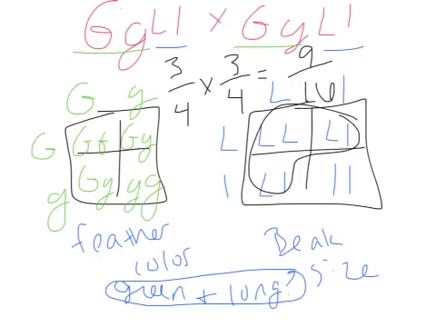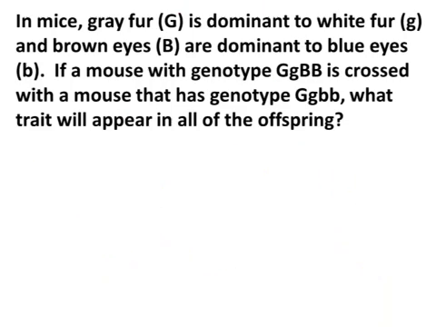So you can take the 2 traits, do these smaller monohybrid squares for each trait, then take your probabilities and multiply the 2 together. Let's apply that to a couple of examples now. In mice, gray fur is dominant to white fur, and brown eyes are dominant to blue eyes. If a mouse with a genotype big G, big B, is crossed with a mouse that has a genotype big G, little b, what trait will appear in all of the offspring?